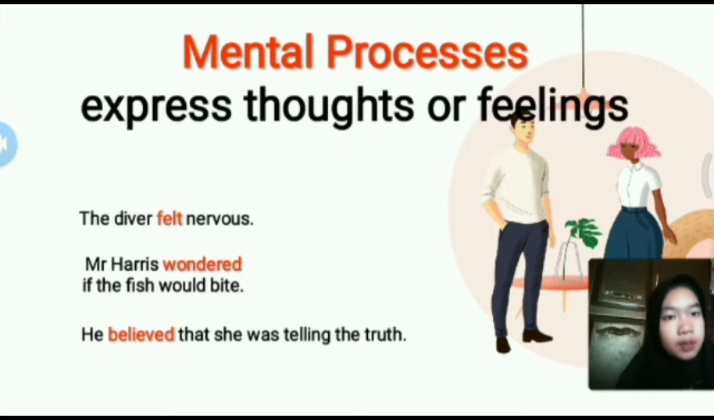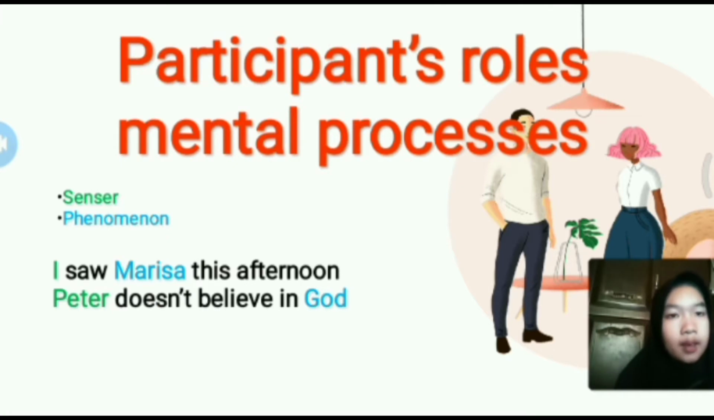Mental processes express thoughts or feelings. For example, the diver felt nervous. Mr. Harris wondered if the fish would bite. He believed that he was telling the truth. So the words in red are the thoughts or feelings. Participants' roles in mental processes: we have sensor and phenomenon. For example, I saw Marisa this afternoon. Peter doesn't believe in God. I is the sensor, Marisa the phenomenon. Peter is the sensor and God is the phenomenon.